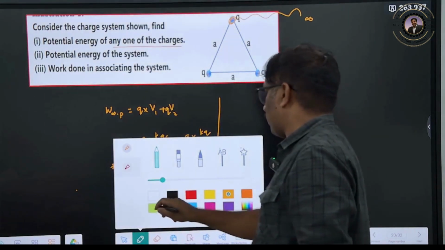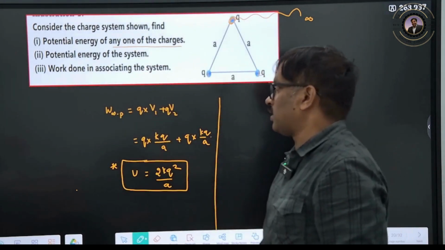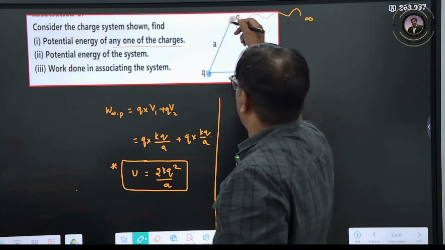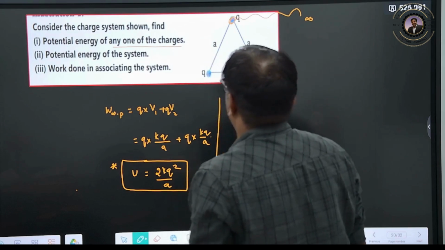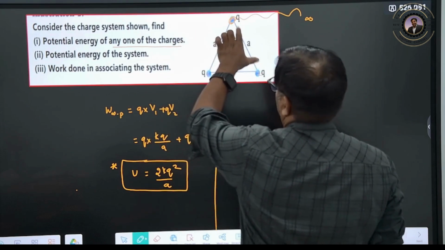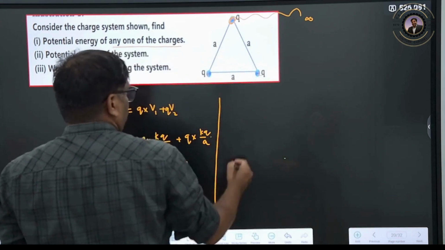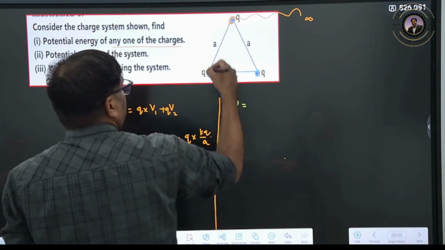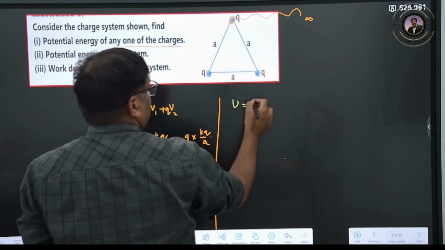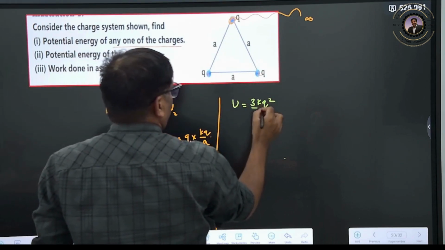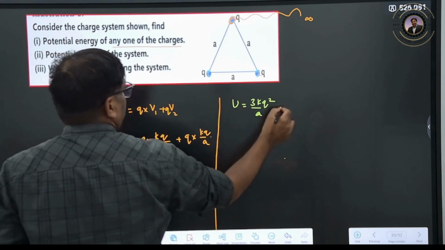Now we want to calculate the next one, the potential energy of the system. Not only this one, this also you have to bring, this also you have to bring. How many possible combinations are there? This is one, this is one, this is one. Totally 3 combinations are possible. What is the potential energy associated with this? Same charges, same distance, same charges, same distance, same charges, same distance. That means 3KQ square by A will be the potential energy of this system. This is your second question.